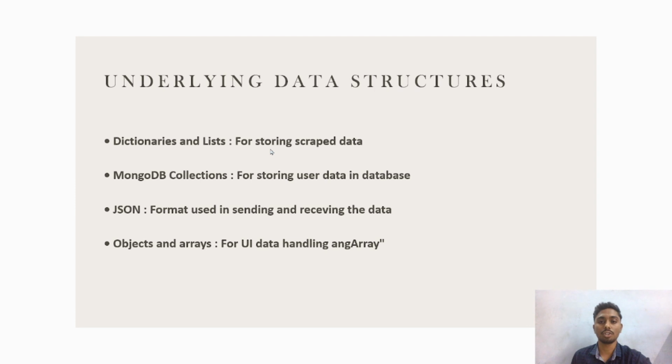The underlying data structures of this application are dictionaries and lists. They are used for storing the scraped data. As we know, we are using Playwright for scraping the data from e-commerce sites. The scraped data is stored in the form of Python dictionaries and also in the form of lists. The second one is MongoDB collections. We are using MongoDB as a part of the web stack where the details of the user for authentication are being stored.